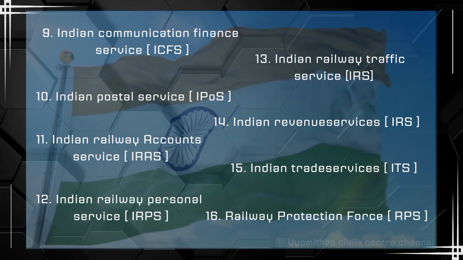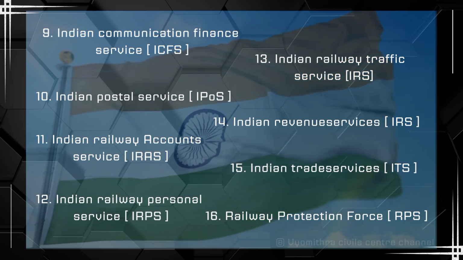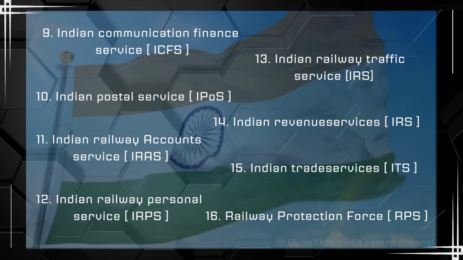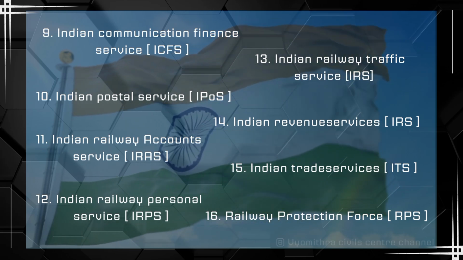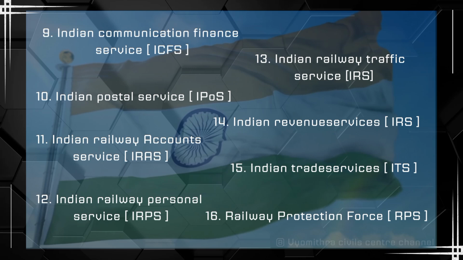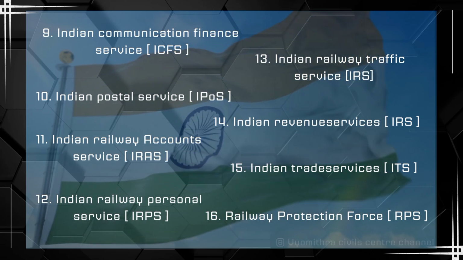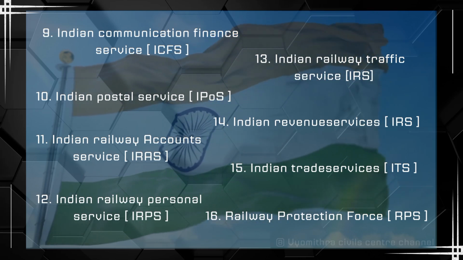10th, Indian Postal Service. 11th, Indian Railway Account Service. 12th, Indian Railway Personnel Service. 13th, Indian Railway Traffic Service. 14th, Indian Revenue Service. 15th, Indian Trade Service. 16th, Railway Protection Force. These are 16 services which belong to the Group A Civil Service category.